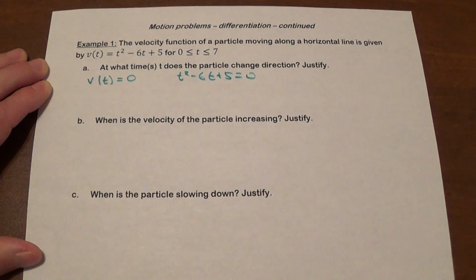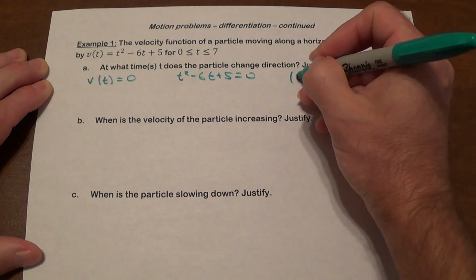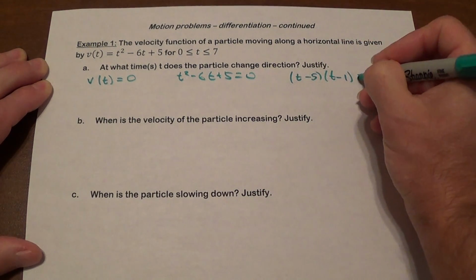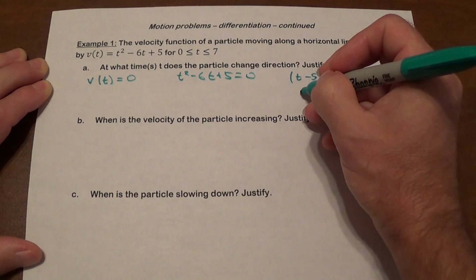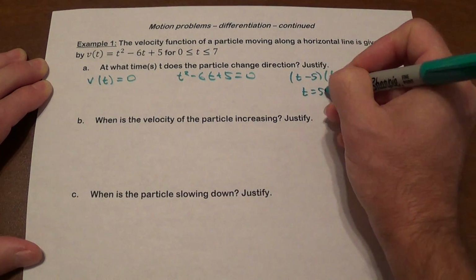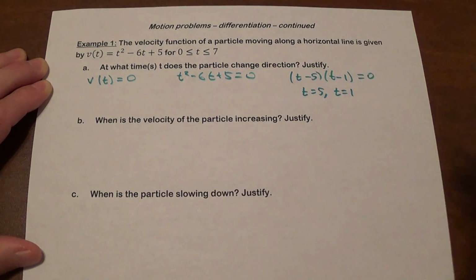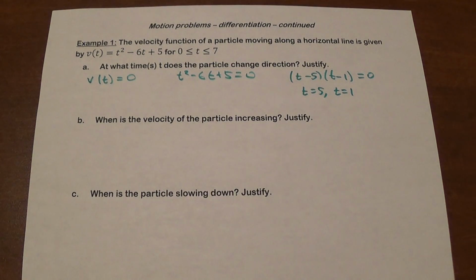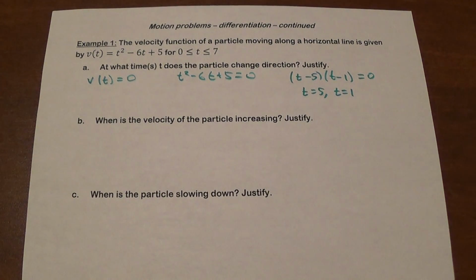That's something that I can factor. So it's going to be (t minus 5)(t minus 1) equals 0. It's going to give us 2 points. But we need to be careful because we don't know if the particle actually changes direction. These are just the points where the particle is going to stop.